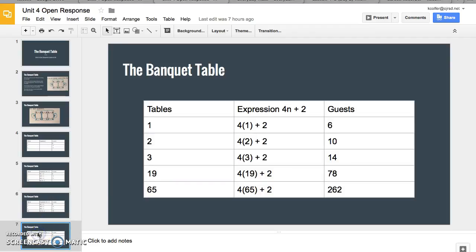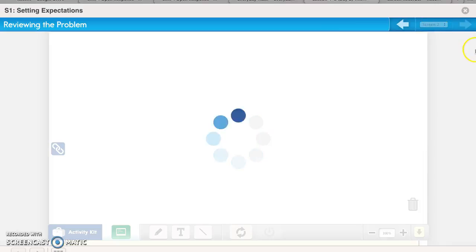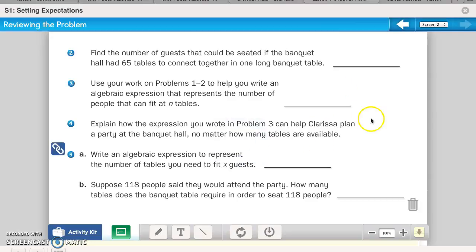Okay, continuing my pattern, the next question asks me if I have 65 tables available, how many guests can sit there? All I need to do is substitute that 65 in for that value that varies. 4 times 65 plus the 2 guests at the end of my tables gives me 262 guests. So going back to the problem, that answered A and B for number 1. Okay, we also answered number 2.